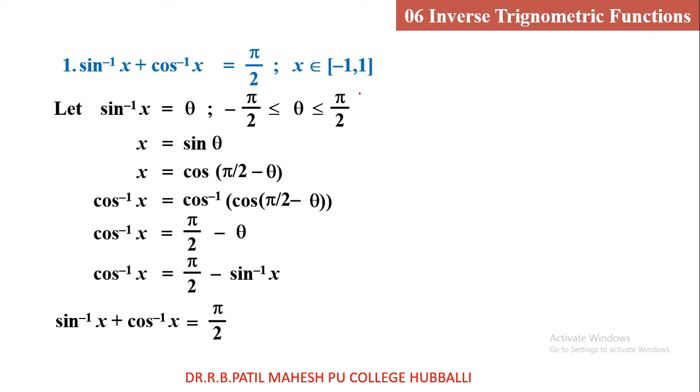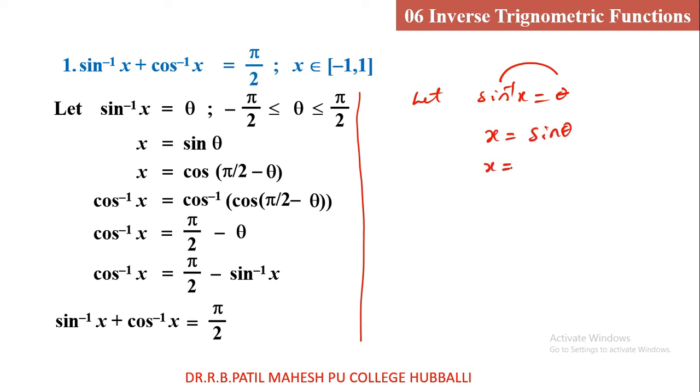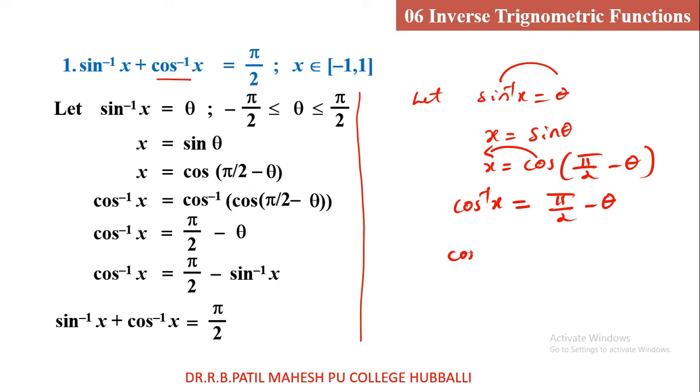Let me take it one more time. What we are doing here: either sin inverse or cos inverse, take it as theta. So taking sin inverse to the right side, x is equal to sin theta. Students, you must convert sin into cos, because one more inverse trigonometric function, cos inverse, is there. So write sin theta as cos of pi by 2 minus theta. Now take cos to the left side easily, cos inverse x equals pi by 2 minus theta. Replace the theta value from above.